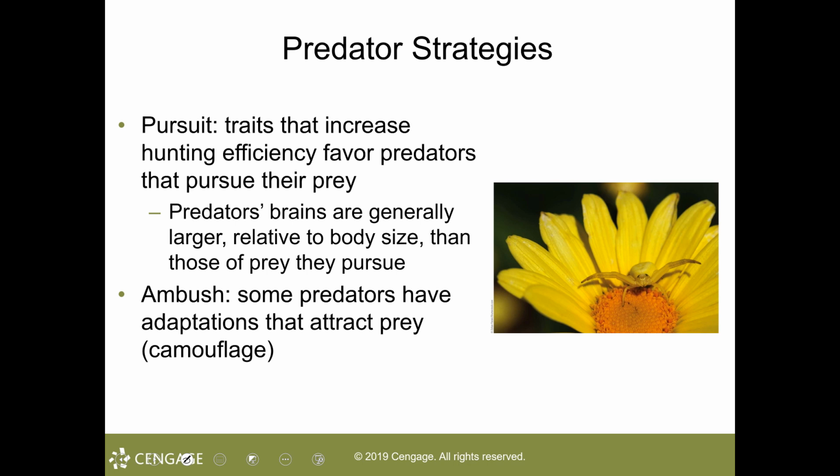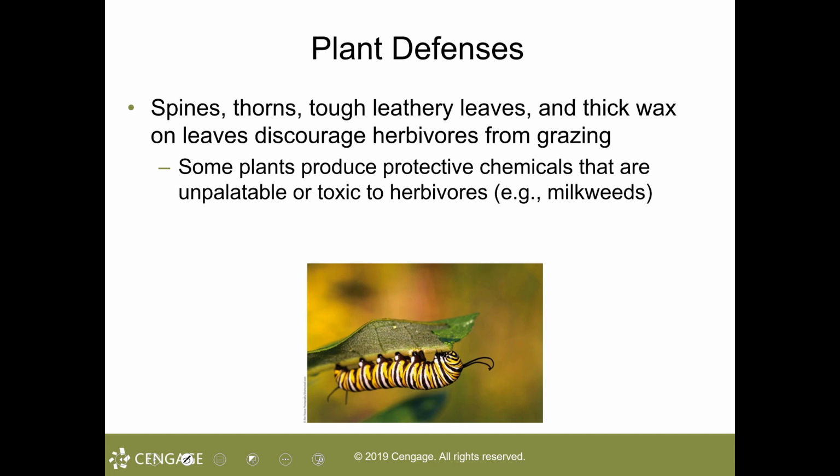So ambush, class, is another effective way to catch prey. The yellow crab spider is the same color as the yellow flower on which it hides. This camouflage keeps the unwary insects that visit the flower for nectar from noticing the spider until it's too late. It fools the birds of prey, and, of course, that crab spider. So this, class, allows those adaptations to aid in getting the prey. Ambush strategies. Now on to plant defenses.